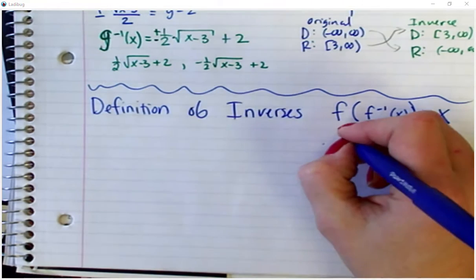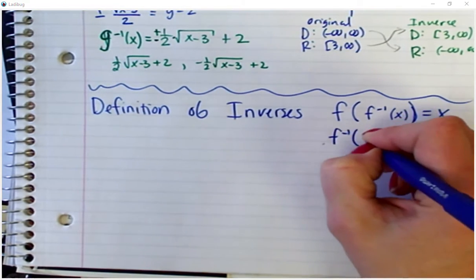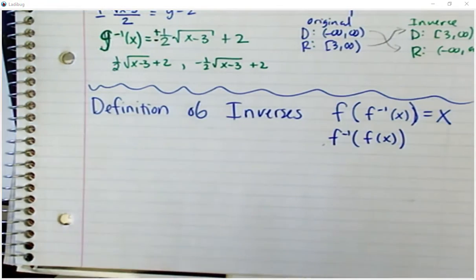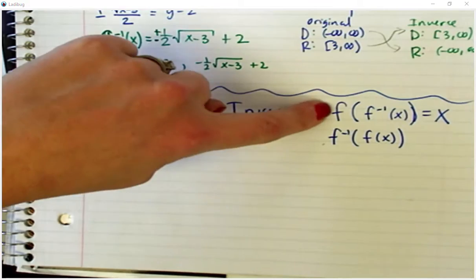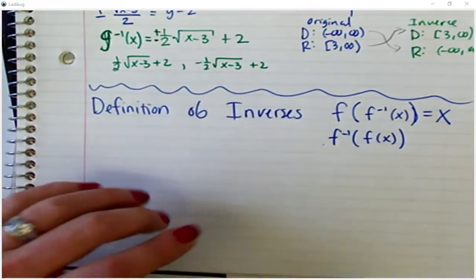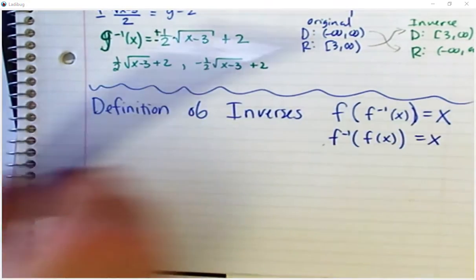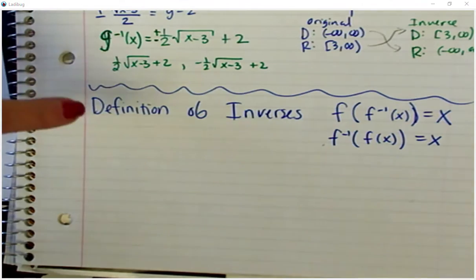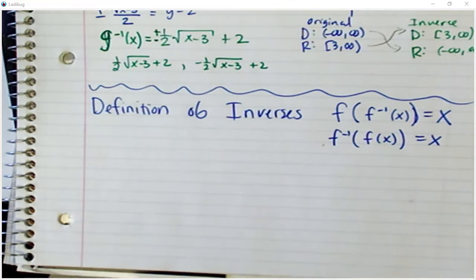Now, this composition should work in either format, right? Whether the F is on the outside or the F inverse is on the outside. That is the definition of inverse. That doesn't really tell me how to find inverses. It doesn't really tell me how to graph inverses. It doesn't really tell me how the domain and range are related. But that's the definition of inverses.